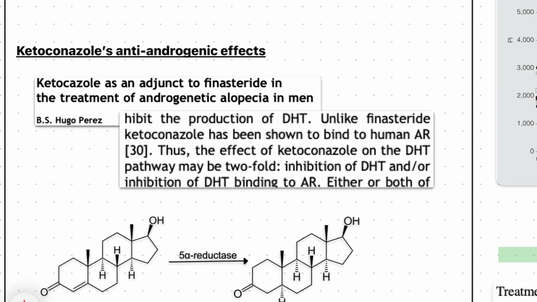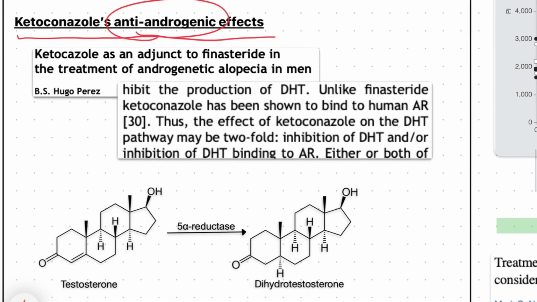Some reports also suggest that ketoconazole may have some anti-androgenic effects. This is debated within the scientific community, but we can see from this study that ketoconazole has been shown to bind to human androgen receptors. Thus, the effect of ketoconazole on the DHT pathway may be twofold: inhibition of DHT and/or inhibition of DHT binding to the androgen receptor.